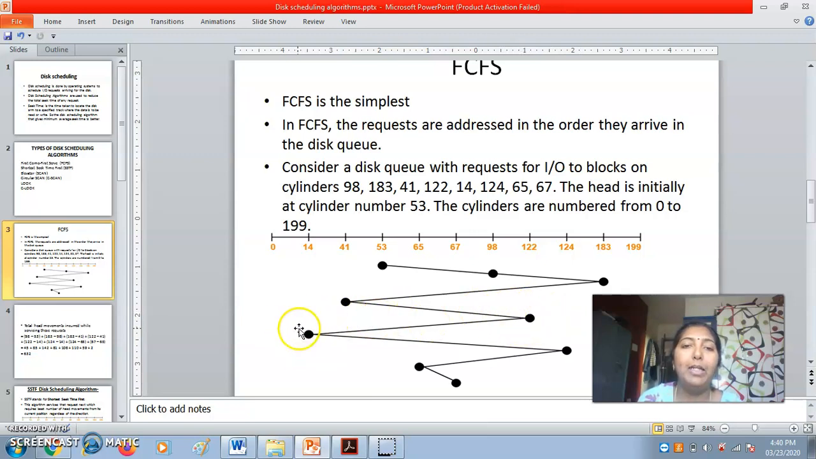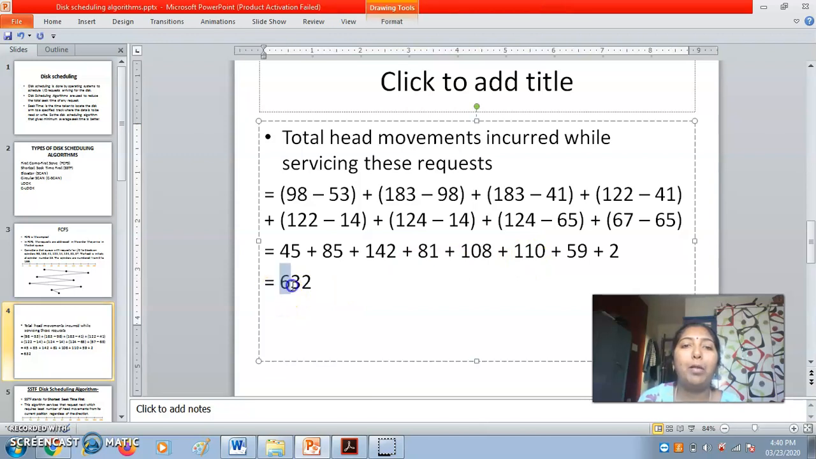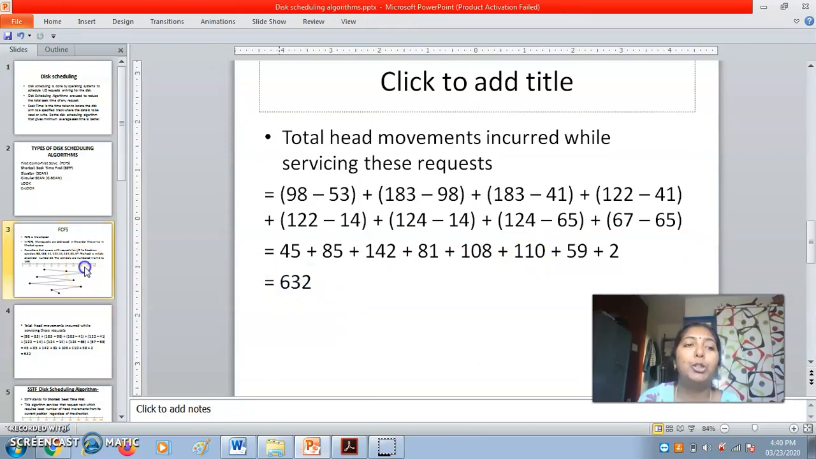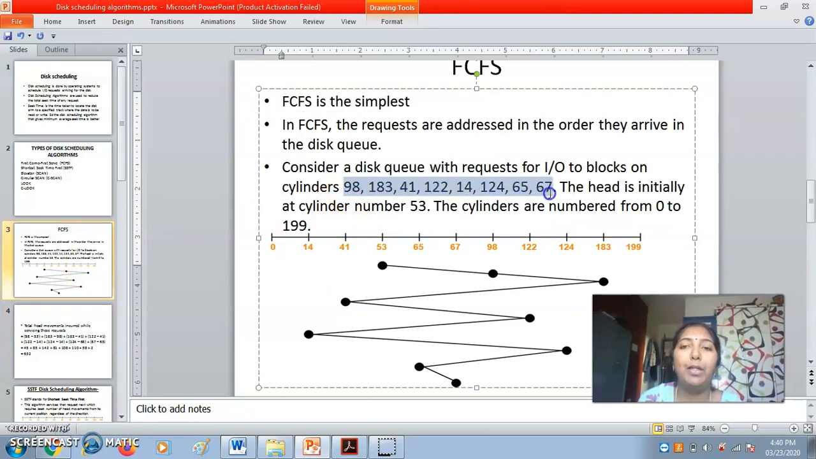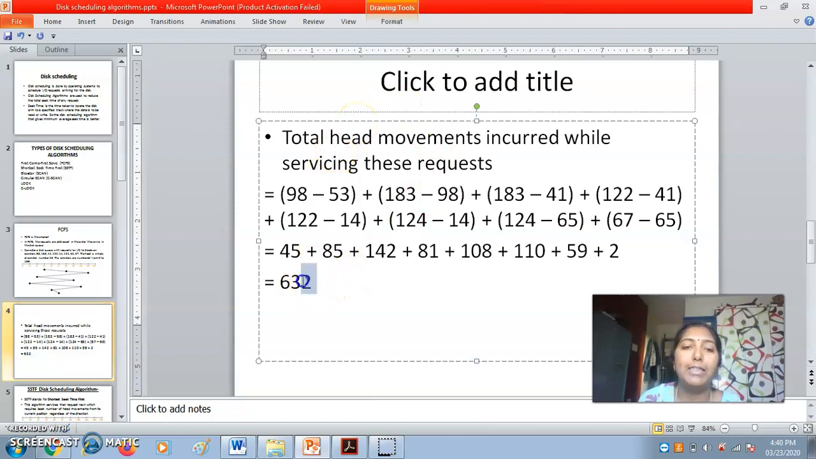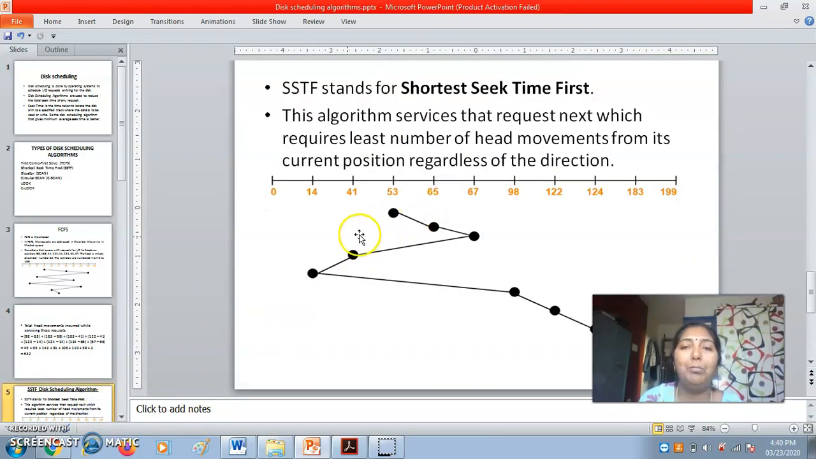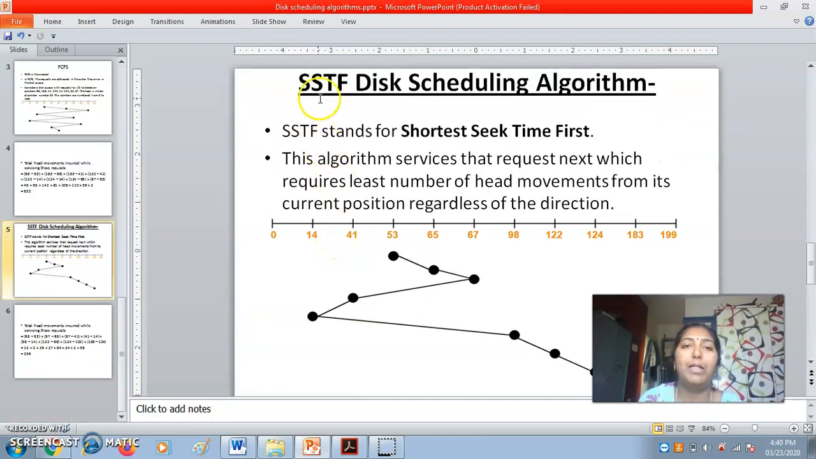Similarly, we should determine the head movements between 183 minus 98, 183 minus 41, 122 minus 41 and 122 to 14. Like this, we should determine the differences between all the requests, and the sum of all these differences will give us how many head movements we made to service all these particular requests. So here FCFS requires 632 head movements to service all these requests. We will see how this number can be reduced in the next algorithm, that is the SSTF disk scheduling algorithm.